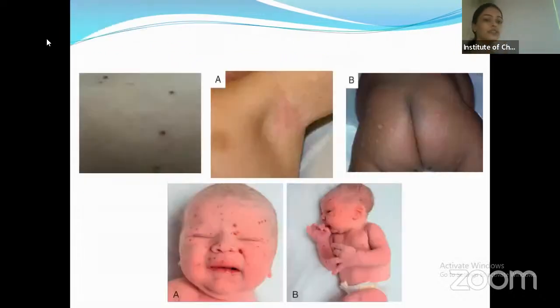The first picture shows a red to brown papular lesion with central ulceration. Second is of eczematous dermatitis. And the third picture is an eroded hypopigmented papular lesion. And the last two pictures are blueberry muffin rash in a neonate. These muffin rashes are multiple, firm, non-blanching purpuric rashes.